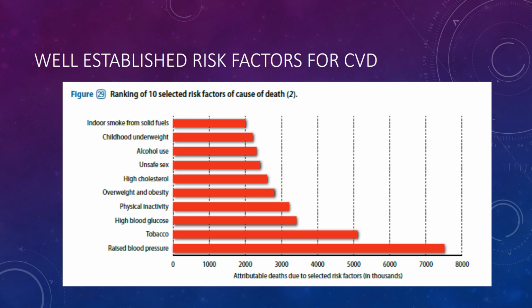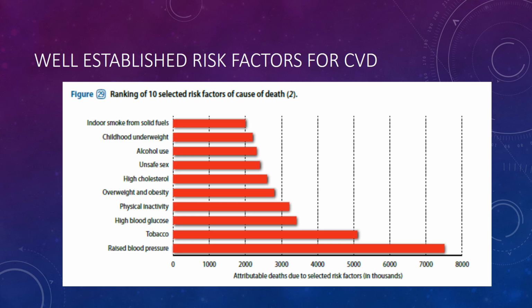So what causes cardiovascular disease? You could probably list some things that you've heard are risk factors, and these are shown on this figure. If you look on the x-axis, you'll see attributable deaths. So this is similar to what we learned to calculate the attributable risk. So you're seeing comparisons of the number of deaths that each of these risk factors has caused.